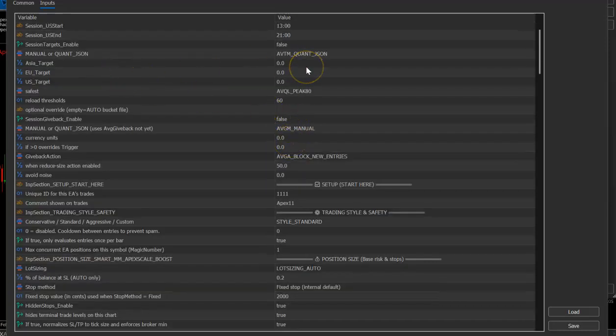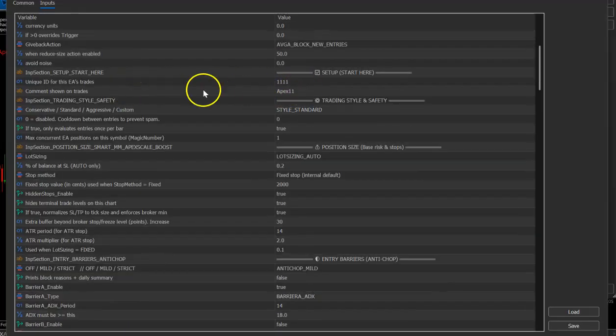Give back is also for when you're approaching your profit target for the day, for the session. Then it will start decreasing trade size so you don't start giving away your profits like most retail robots do. You should already know the magic number. If you're testing different combinations of the Apex11, you change the magic number.